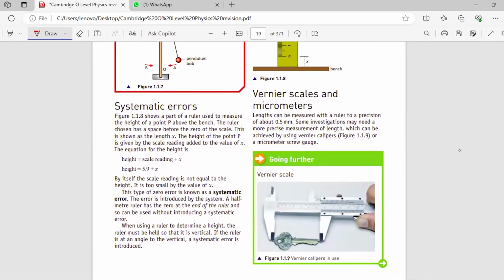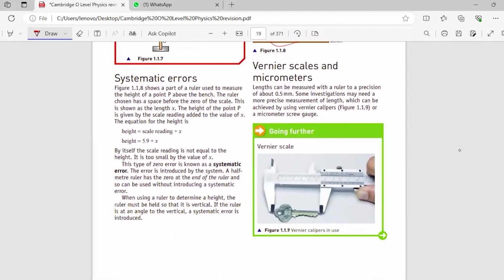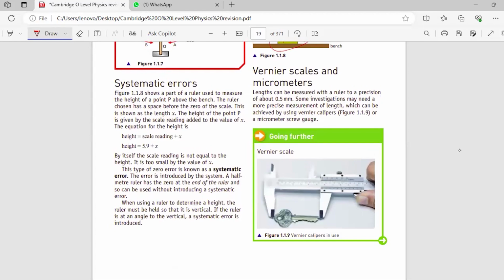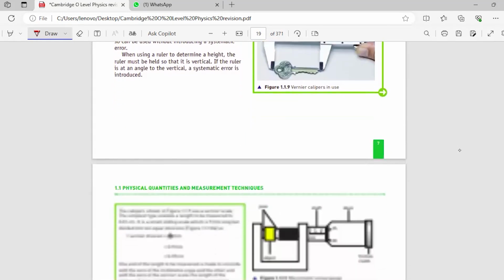Systematic error. If the zero starts after some space, that is a systematic error, and in a scale that is called dead end. And in the case of the screw gauge, if we close the jaws and the zero of the main scale does not coincide with the zero of the screw scale, then there is a zero error. That zero error is called a systematic error. The vernier caliper, its use and reading, is not in the syllabus, so no need.